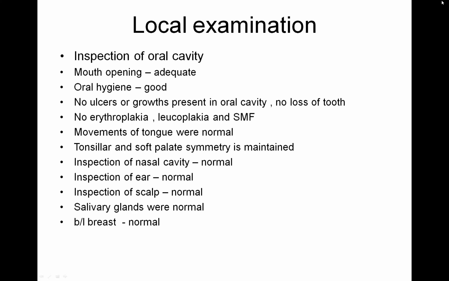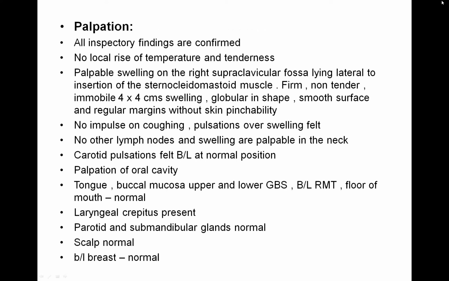Inspection of the oral cavity. Mouth opening is adequate. Oral hygiene is good. No ulcer or growth present in the oral cavity. No loss of tooth. No erythroplakia, leukoplakia, or submucosal fibrosis. Movements of tongue were normal. Tonsillar and soft palate symmetry is maintained. Inspection of the nasal cavity, ear, scalp, and salivary glands were normal. Bilateral breast is normal.